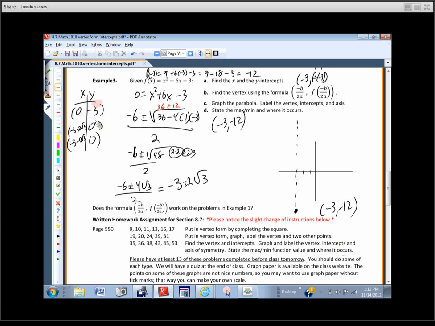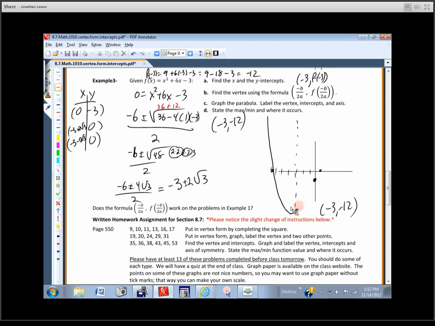Where does it cross the y-axis? -3, so it crosses right here. That's going to be really helpful because that means negative plus 2 radical 3 is going to be over here somewhere. And the other one's going to be symmetric over here, about right there.